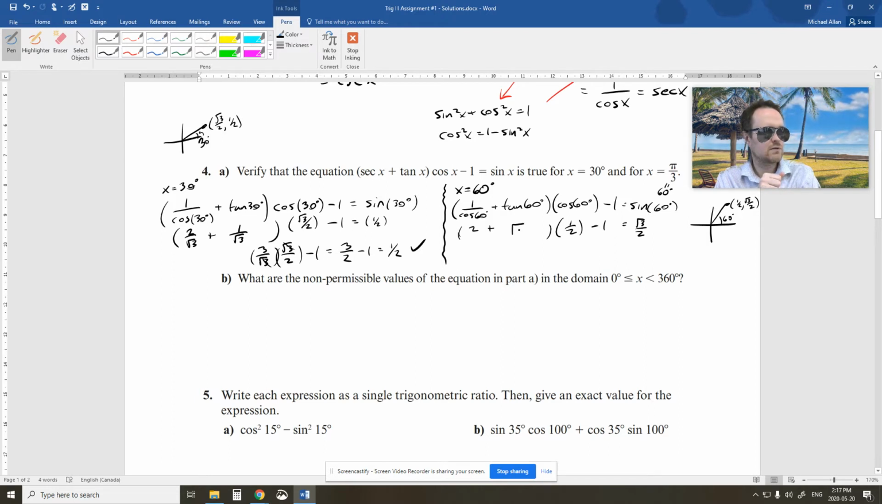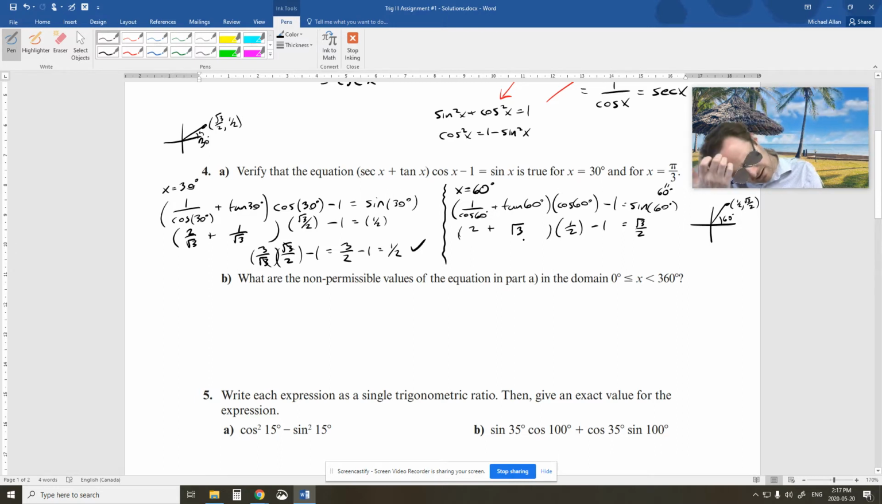Is it root 3? What did I... Oh, I'm looking at the wrong one. It's over there. Yeah, you're right. I don't know what I was thinking there.